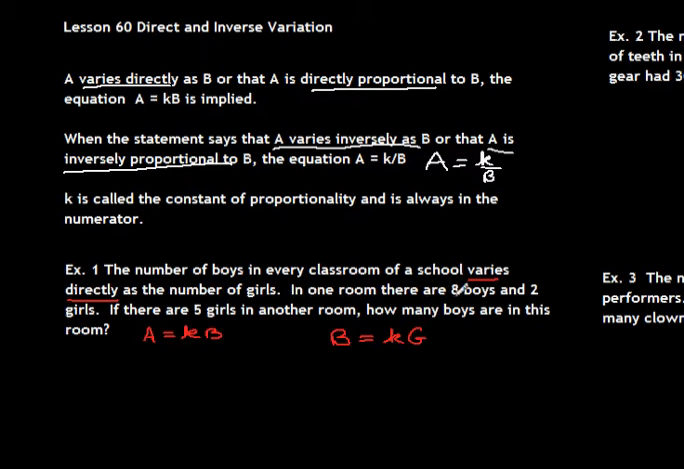In one room there are 8 boys, so for the boys we fill in 8. For the girls we fill in 2. And we solve for our constant of proportionality. I just love saying that. K equals 4.